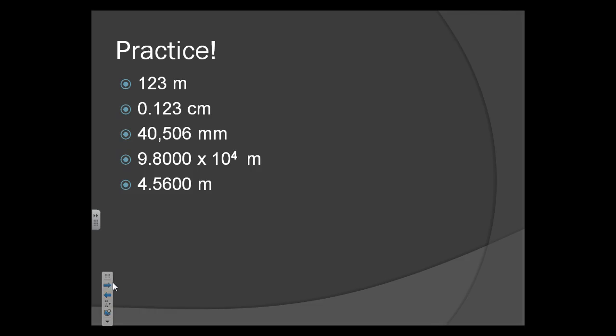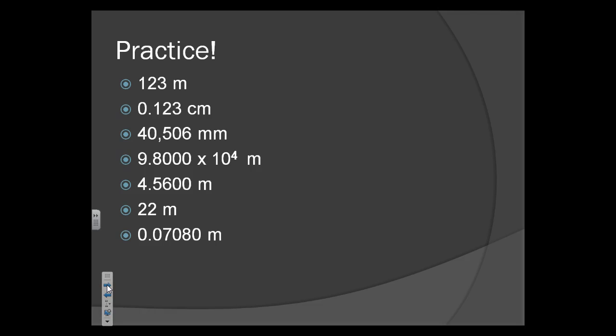Again, we're dealing with trailing zeros. As long as there's a decimal anywhere in the number, trailing zeros are always significant. So this one also has 5 sig figs. This one has 2 sig figs. It's easy. It doesn't have any zeros.